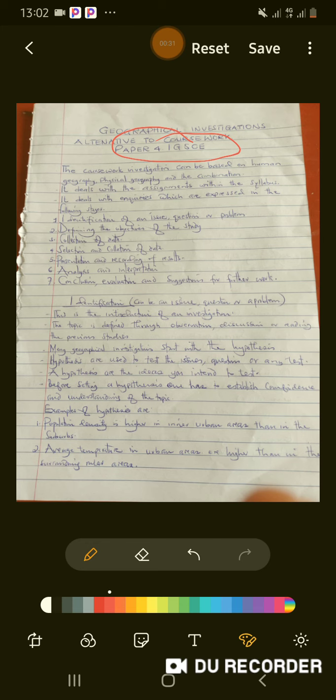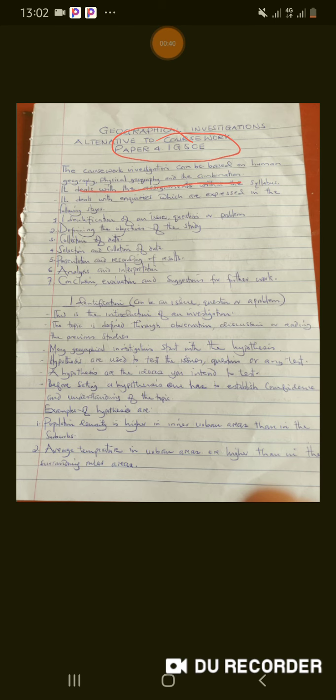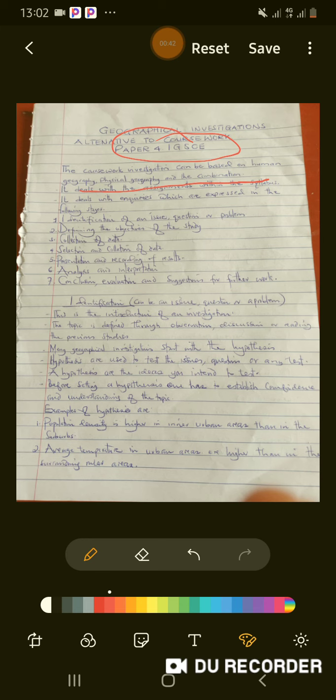The coursework in this case is just an investigation which is based on human geography, or physical geography, or the two can be taken as a combination. This investigation deals much with the assignment which is within the syllabus. It deals with inquiries which are expressed in the following phases. The investigation is an inquiry which is based on the following.